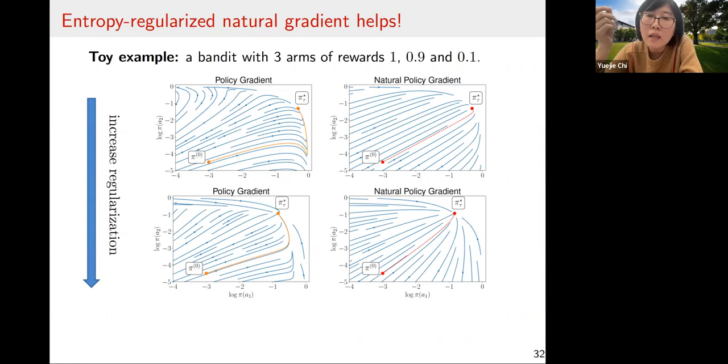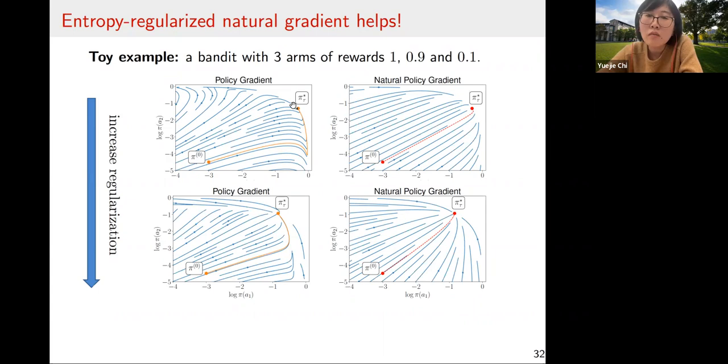So this is a toy example on a bandit problem, which is the simplest kind of RL problem, with only one single state. Here we have 3 arms with different rewards: 1, 0.9, and 0.1. So the first arm is the best. If you're running a policy gradient on top of this, you are essentially working on the top left panel, where we see the algorithm take a detour path to find the optimal policy.